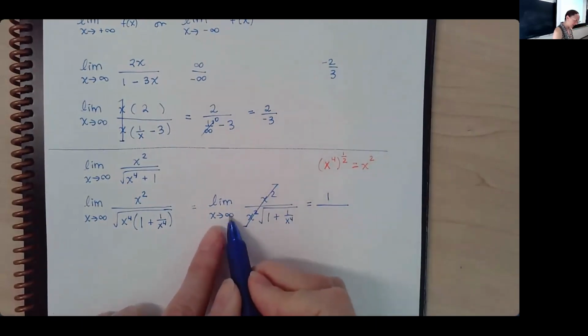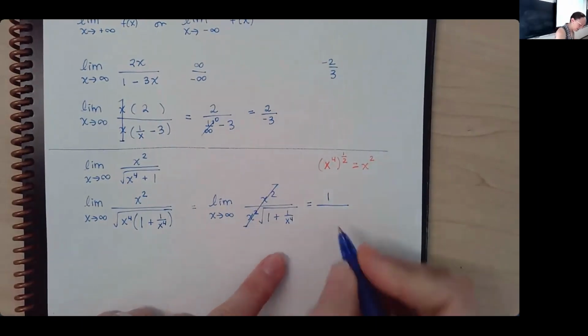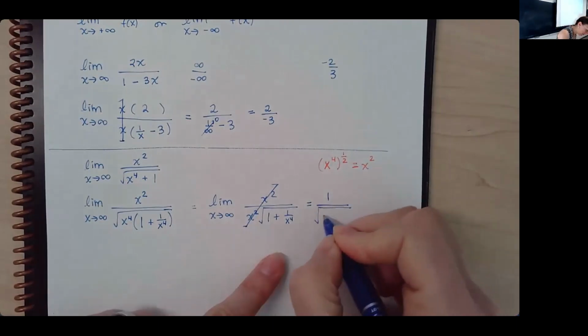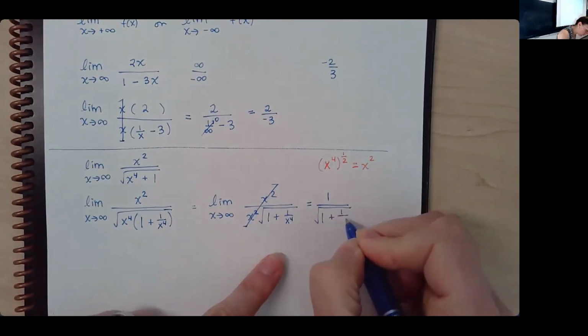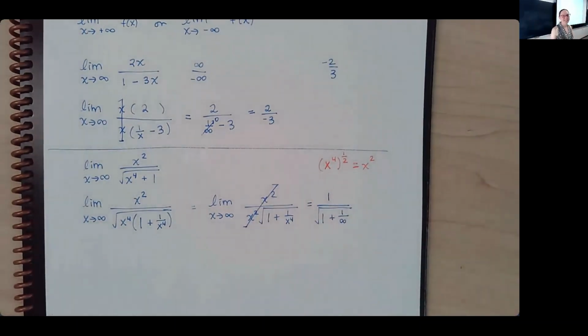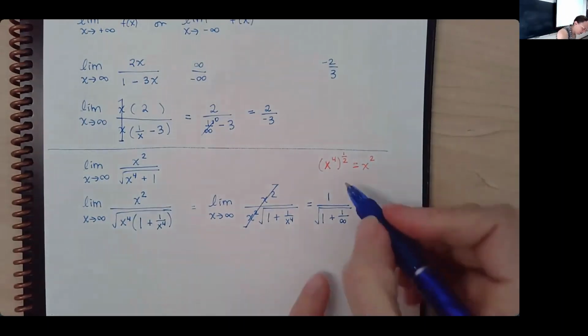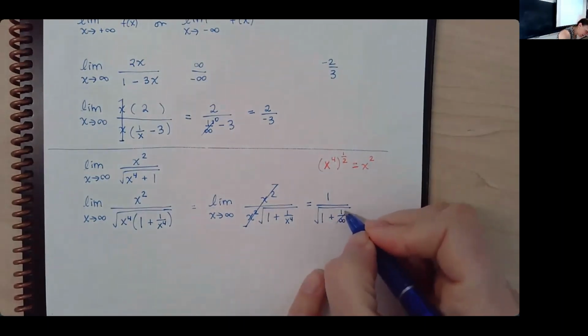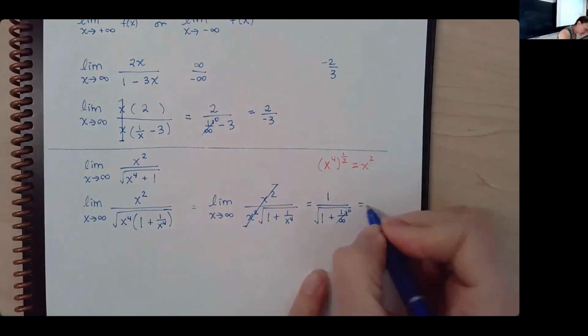And if I plug in the infinity, because that's where my limit is headed, on the bottom, I've got 1 plus 1 over infinity. Infinity to the fourth is still infinite. It's just an even bigger infinite. And 1 over infinity is again headed to 0. So I'm looking at 1.